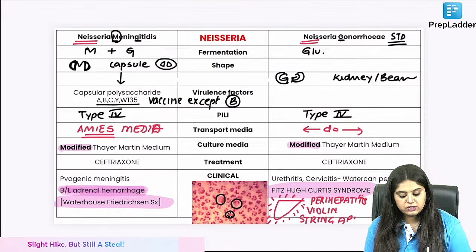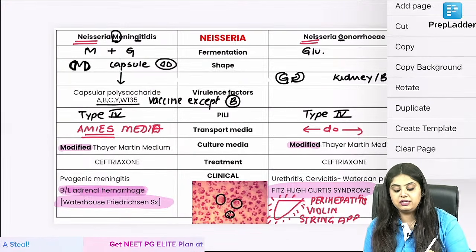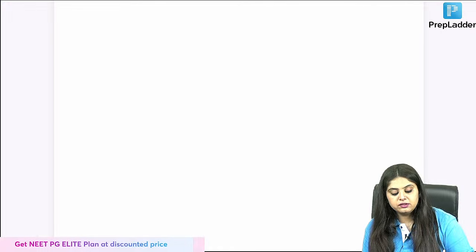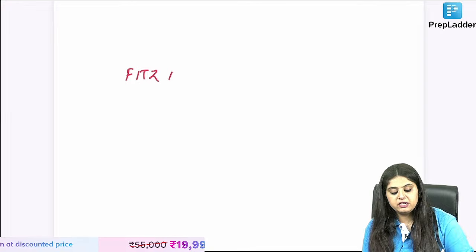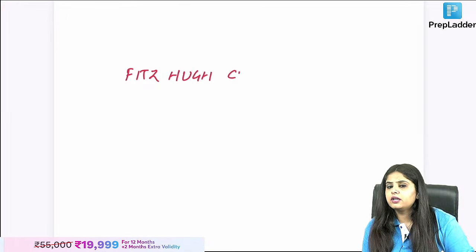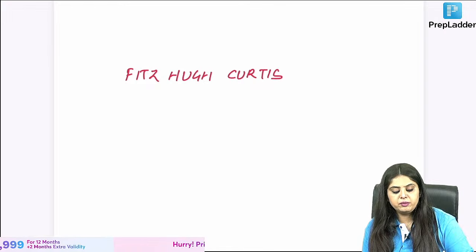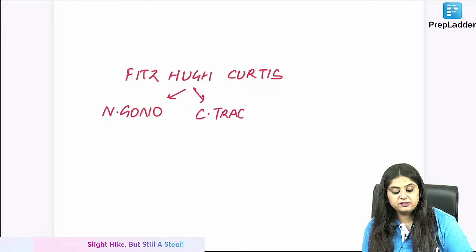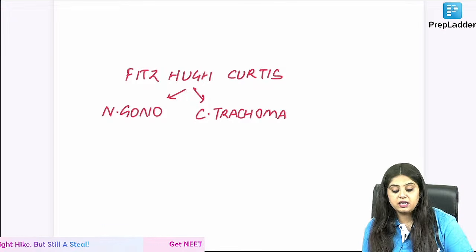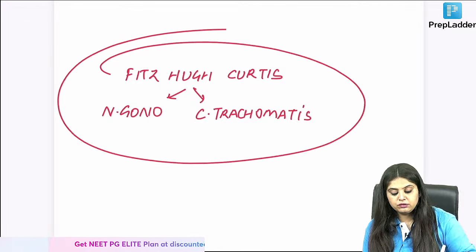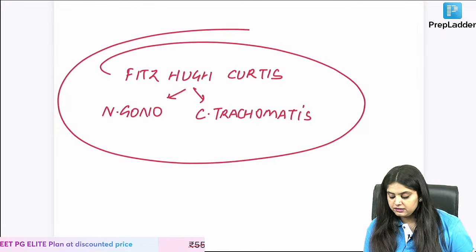Now I have another question from point of view of micro only, that ये जो Fitzhugh-Curtis syndrome, I am taking it up on a separate page, is caused by which other organism? Fitzhugh-Curtis syndrome एक तो हो गया Neisseria gonorrhea. Other than that, it is also caused by Chlamydia trachomatis. That is a question you will get in the later part. Chlamydia trachomatis is also going to cause it. Very very good guys, amazing.